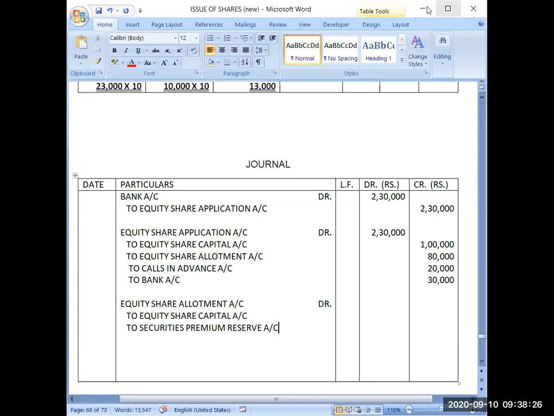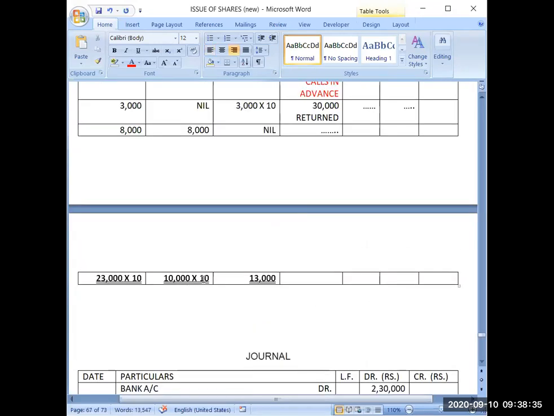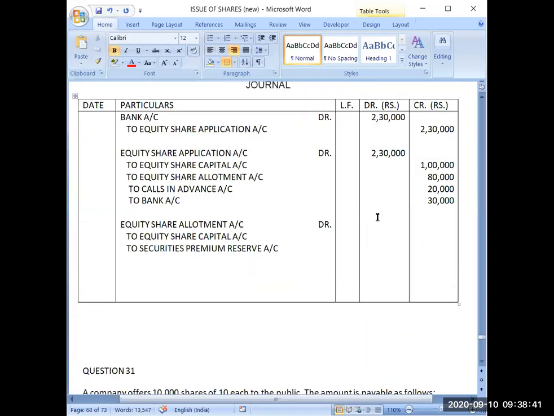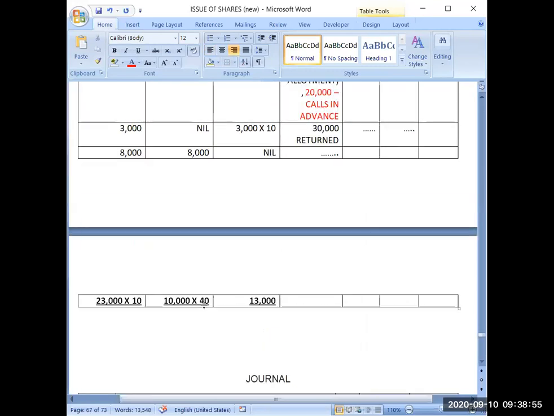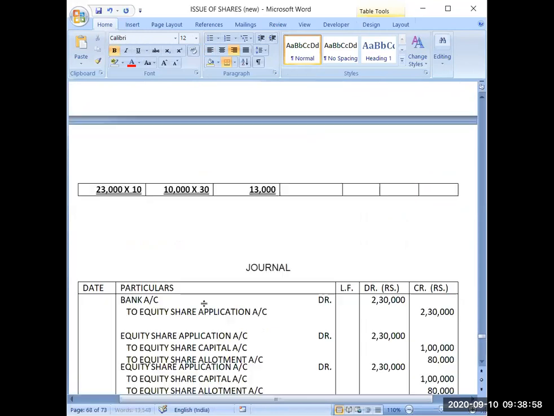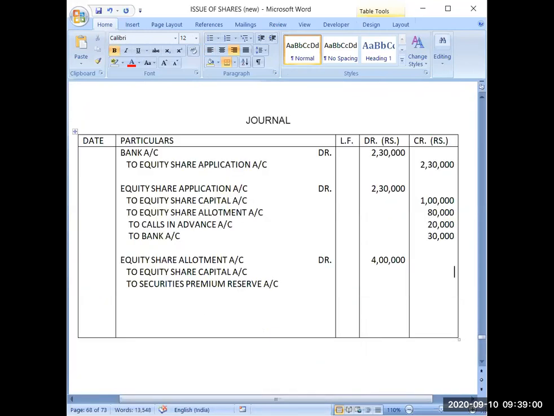Now 40 rupees per share is the allotment money. So I will again multiply this amount by 40. So that way I will get 4 lakh rupees. The equity share allotment amount is 4 lakh rupees. Capital will be 40 minus 10, 30. So 30 means 3 lakh is the capital. And 1 lakh is the premium.